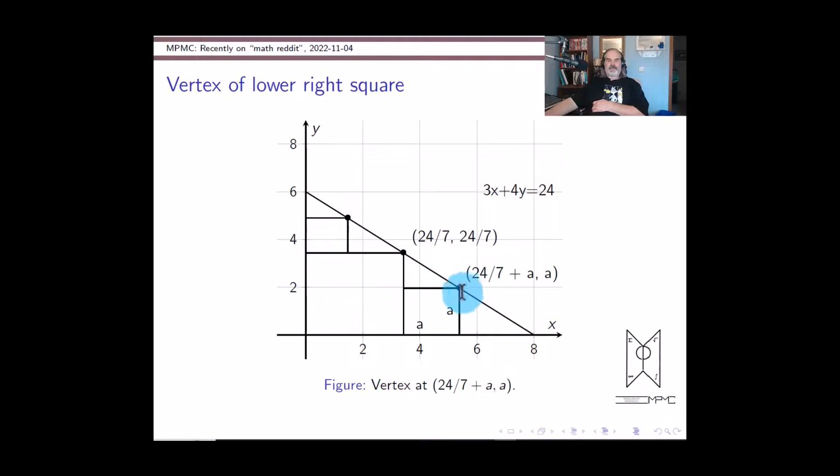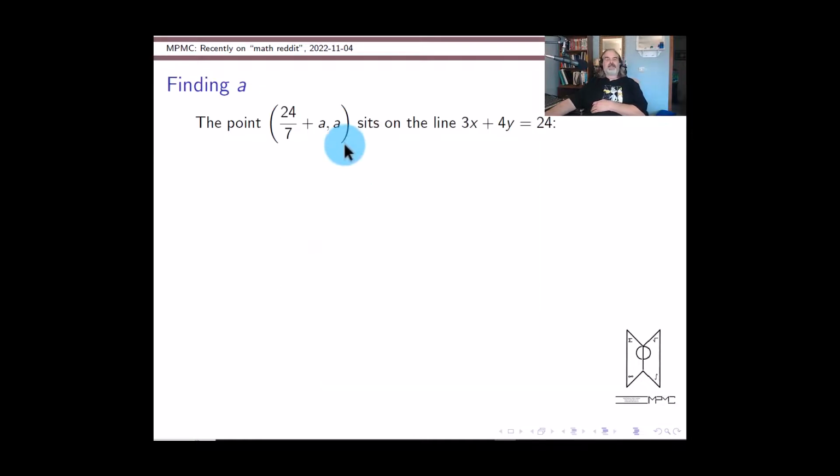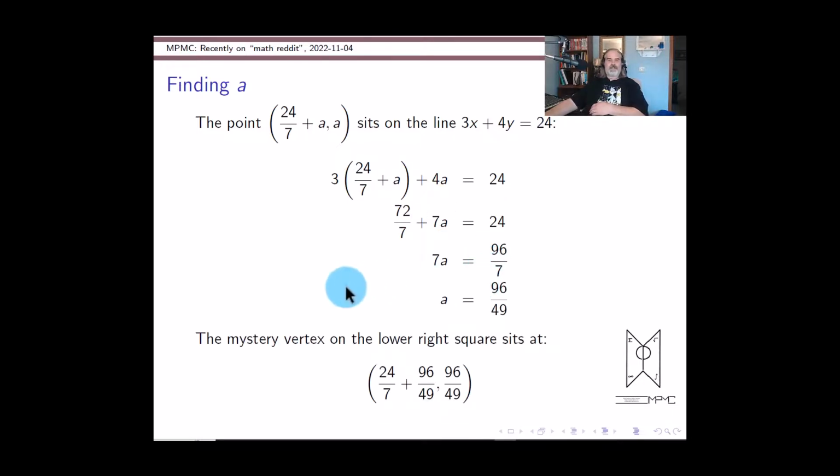So this vertex here has coordinates that look like so, and that, coupled with the equation of the line, just like for the middle vertex, can tell us what a is. So this point with x coordinate 24/7 plus a and y coordinate a sits on the line 3x plus 4y equals 24. And let's do the same thing as before. 3 times the x coordinate of this point plus 4 times the y coordinate of that point must be 24. Multiply it out, combine some terms, do a little simplification, divide by 7, and now we know that the width and height of this lower right square is 96/49.